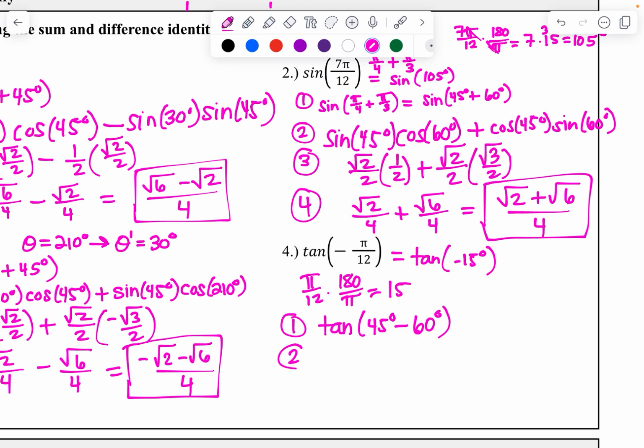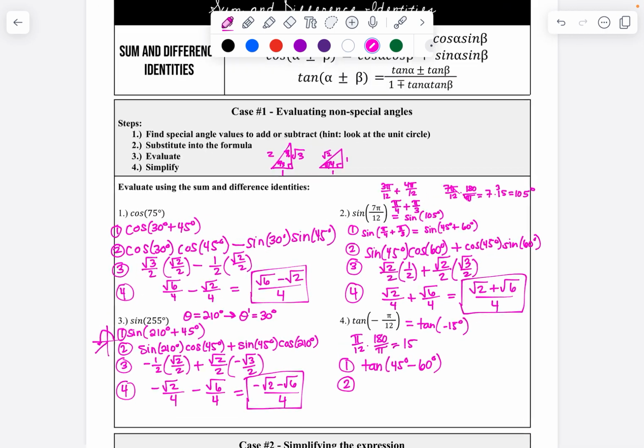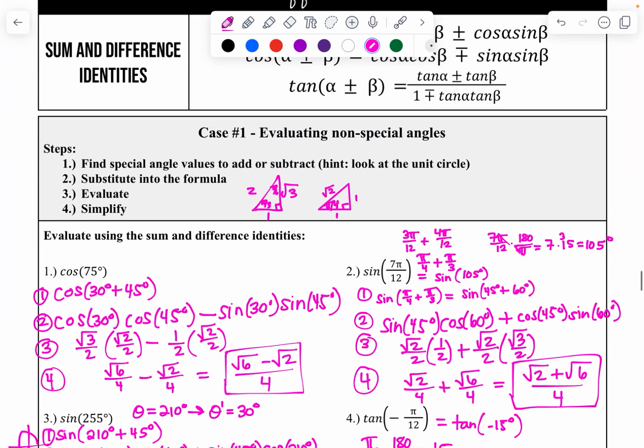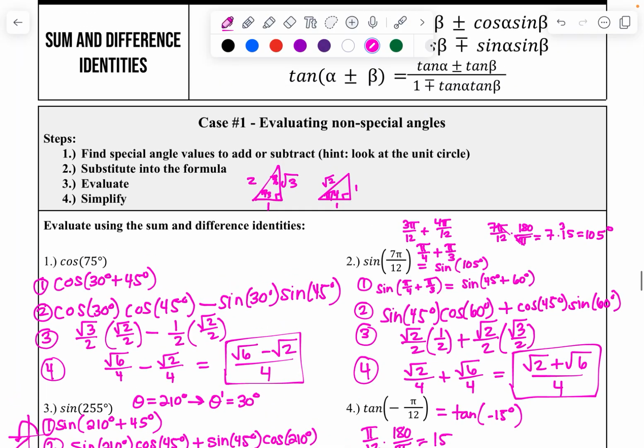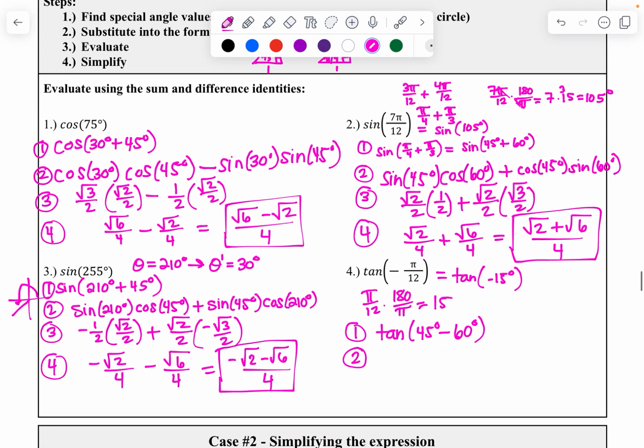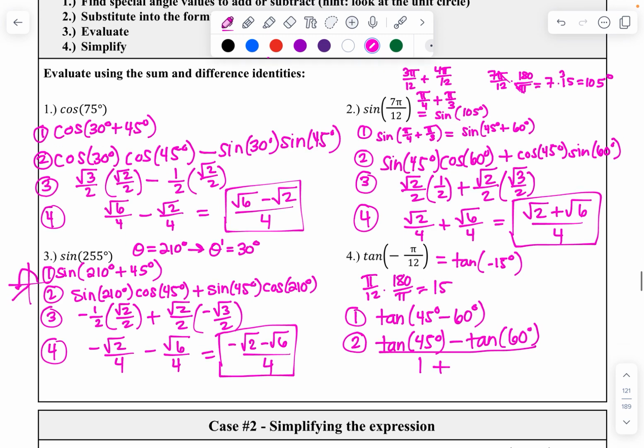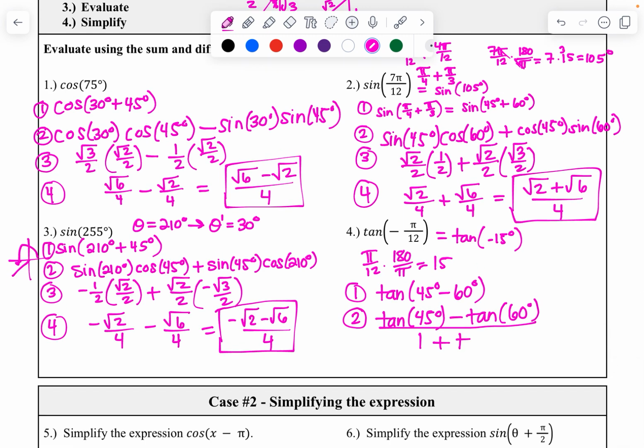I'll break it down. So then our tangent formula tells us we want the tangent of alpha plus the tangent of beta. Oh wait, we have a minus. We're going to do tangent of alpha minus the tangent of beta. So tangent of 45 degrees minus tangent of 60 degrees. Remember, the first sign always matches what you have here. And then in the bottom, it's 1, the opposite sign of what you had before, tangent of alpha, tangent of beta. So tangent of 45 degrees times the tangent of 60 degrees.